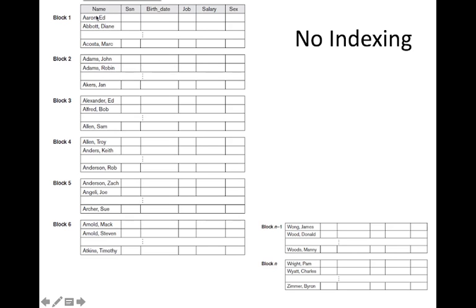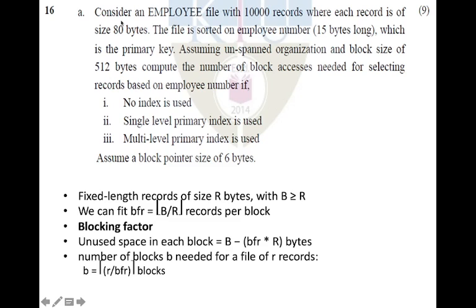Now it may not be sorted. This is actually sorted. It may not be sorted. It is sorted on the basis of name. It may not be sorted at all. Okay. We will come to an example.